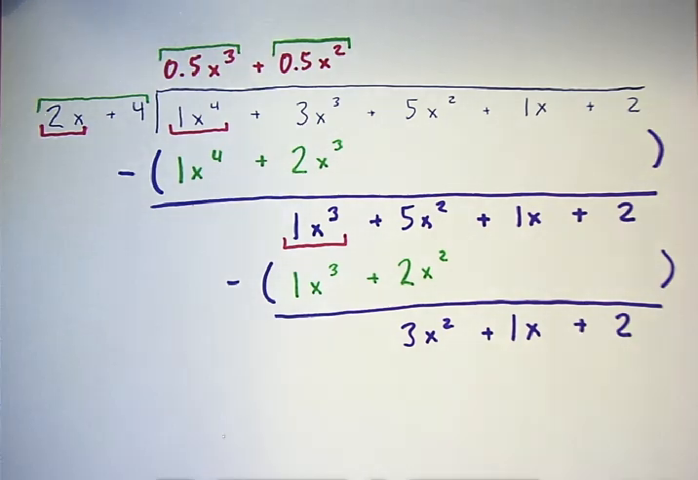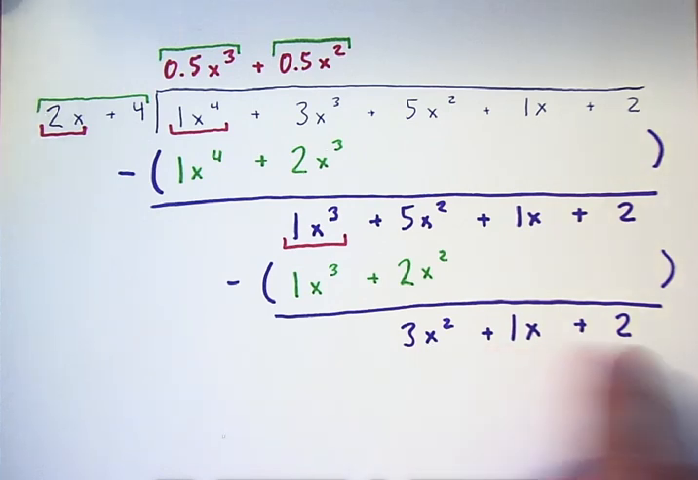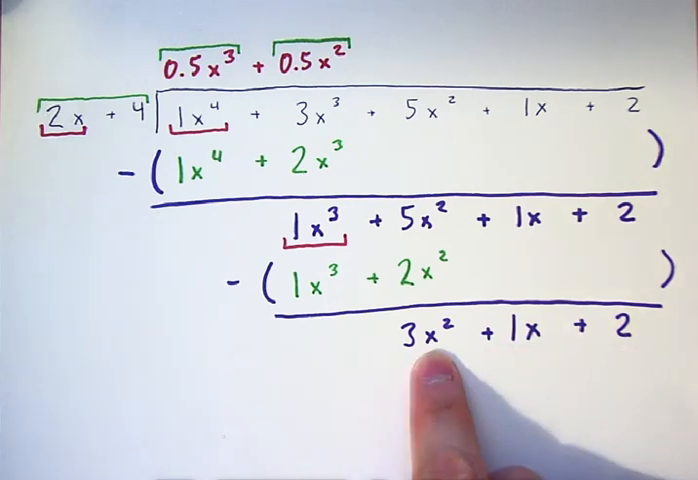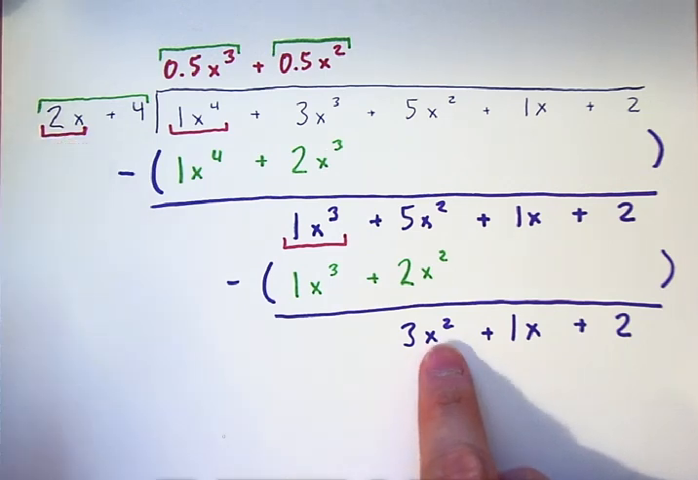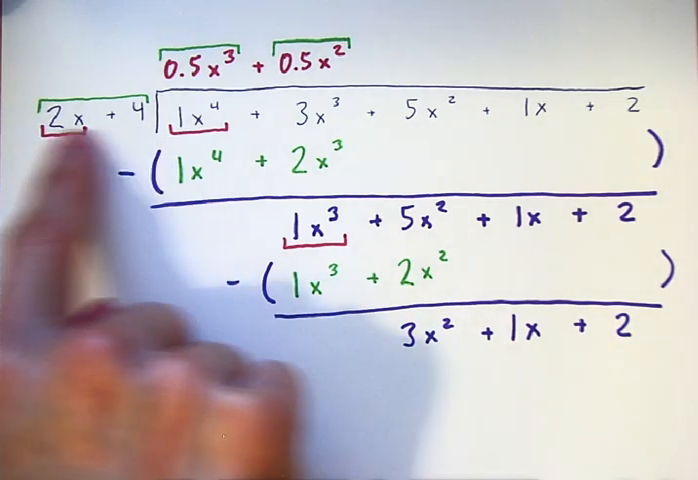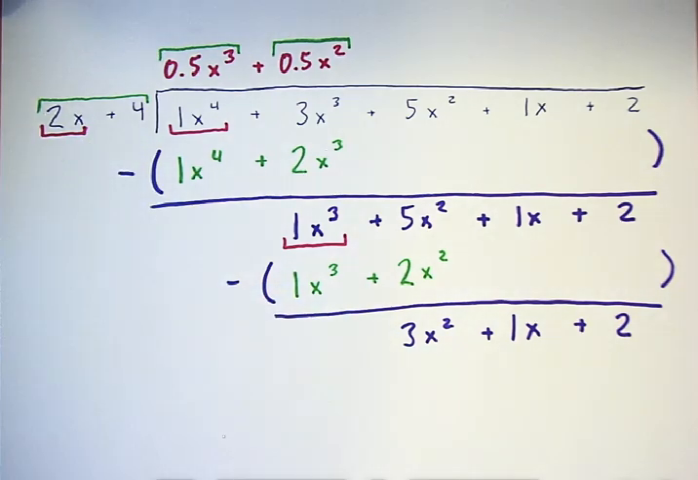Okay, do I stop yet? Right now, this is my remainder. And it has x squared. This is x to the first power. So I do not stop yet. I stop when this one here is smaller than my divisor. Okay, so repeat again.